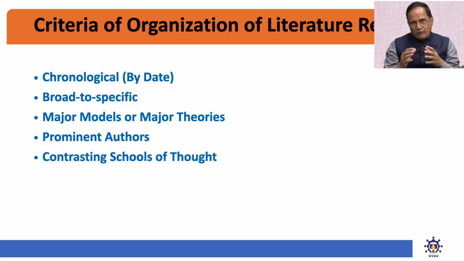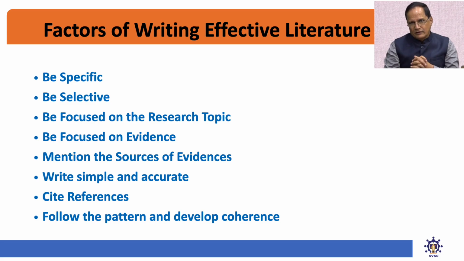Now, the next part in understanding the review of literature is what the different factors are for writing an effective literature review. Among them, the very first is that whenever you are writing your literature review, it should be very specific. Specific means what was studied, who conducted that, in which year, what criteria of sampling was used, and lastly what the findings were. It should be very specific.